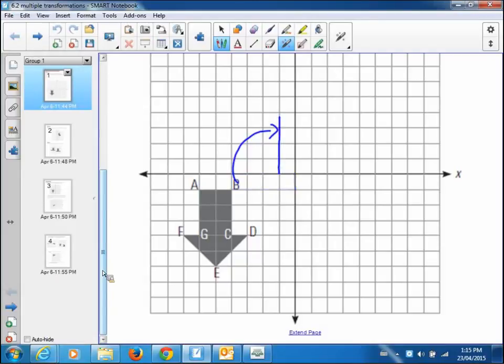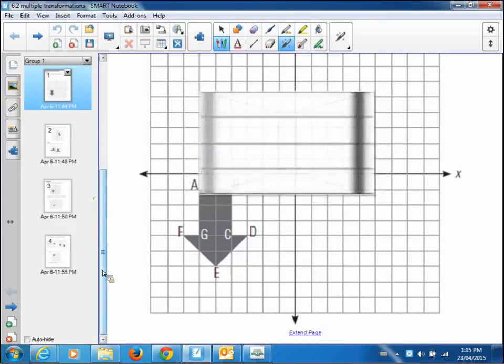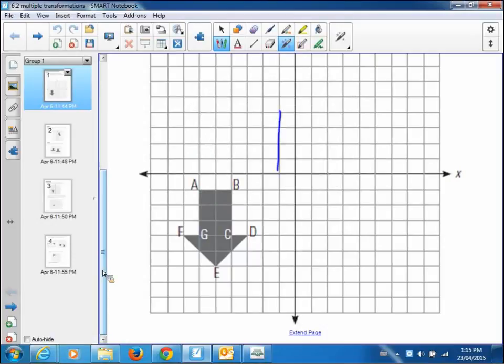1, 2, 3, 4 high. I got to let my finger go. When you rotate it 90 degrees, B should be right there. So that's where the new B is. I'll give it a green color. So I'm going to call it B prime, B with a tick mark.